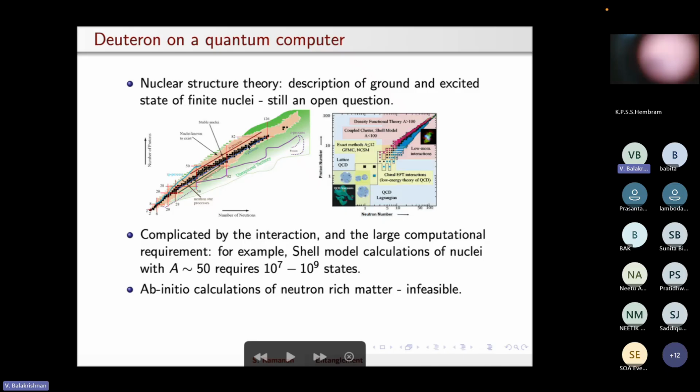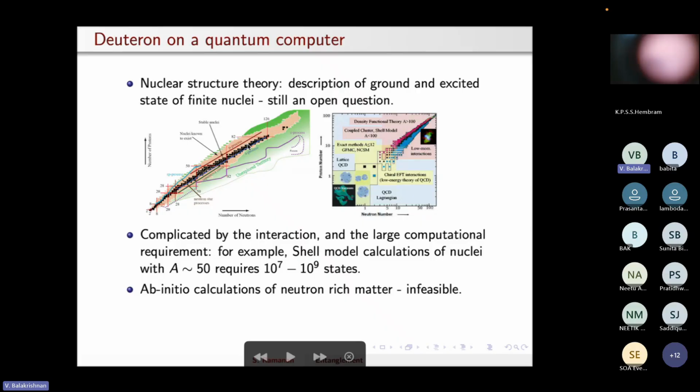This is a common sense explanation, because you want to bind neutrons and protons in a volume whose radius is of the order of few Fermis, which is 10 to the minus 15 meters, and therefore one wants to minimize Coulomb repulsion.